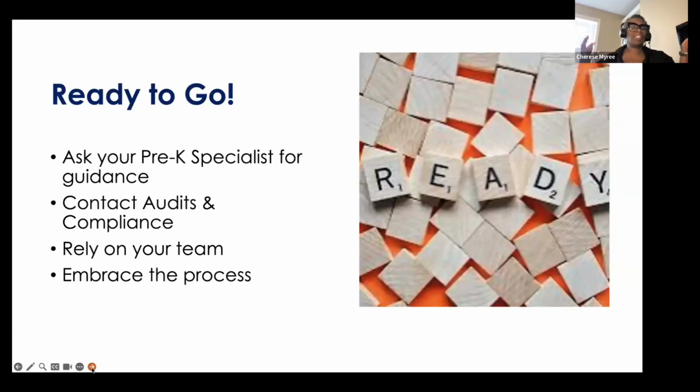So now that we've gone through all this, you're ready to go. You want to ask your pre-K specialist for guidance if you need any further information. If you have any questions about the AUP process, reach out to the Audits and Compliance Division, but rely on your team. You guys are already great business operators. You know what you're doing because you're already doing it for your organization, regardless of the fact that you have pre-K, and just embrace the process. As I said, it may just be your turn, right? So you want to just go ahead and make sure you have everything in place. And once you do that dry run, you already know where your weaknesses are. So you can take the time now to make sure that by the end of this pre-K period, you're good to go if you're selected.